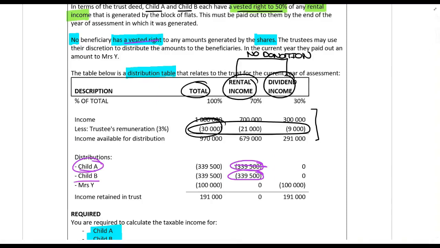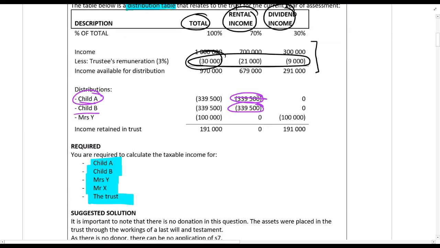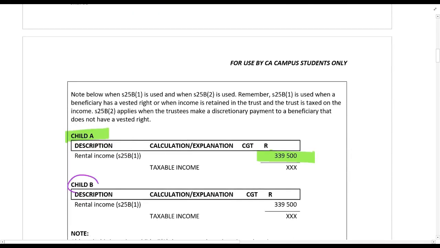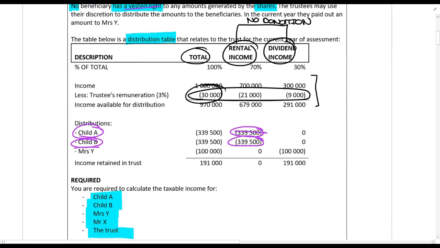So who will be taxed on that 339,500? Child B will be taxed on it. So make sure you see child B, 339,500. Mrs. Y got none of the dividends. There's nothing retained in the trust. Then, child A, child B, and Mrs. Y: nothing for the dividend, nothing.